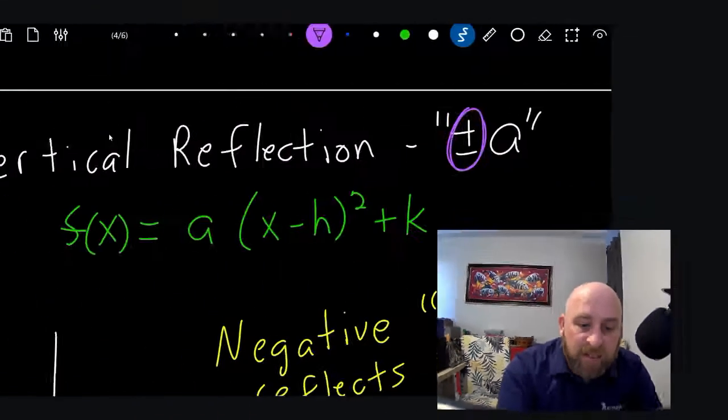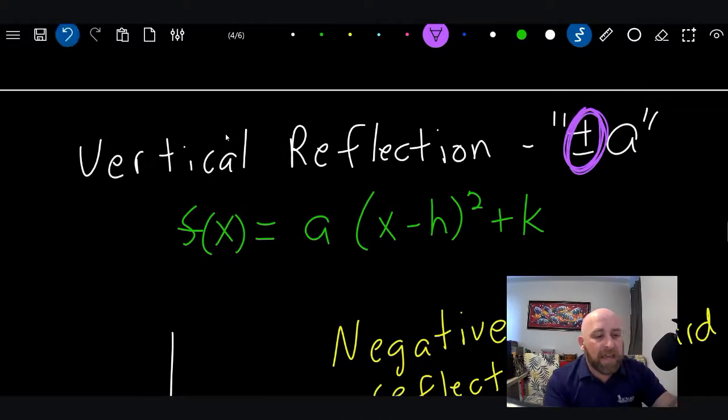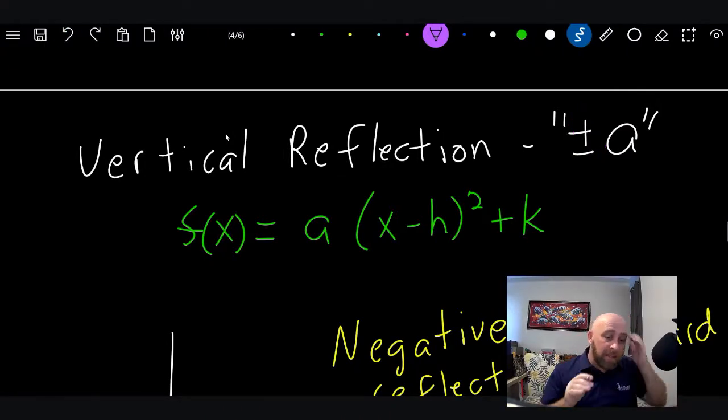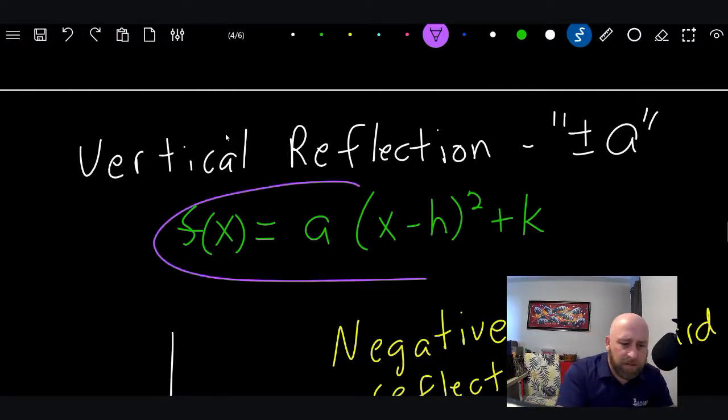Okay, that's what's going on right here. There's a reflection. Well, where did that reflection come from? It came from the sign of the A. The sign of the A. So here's the original again.